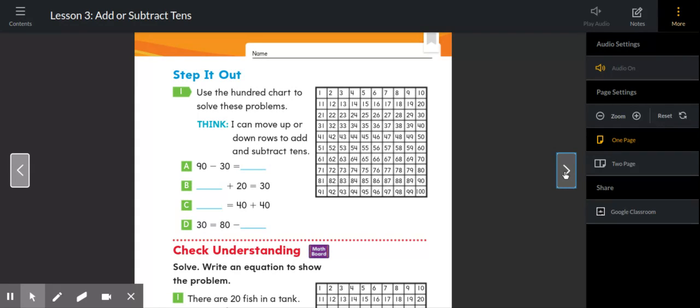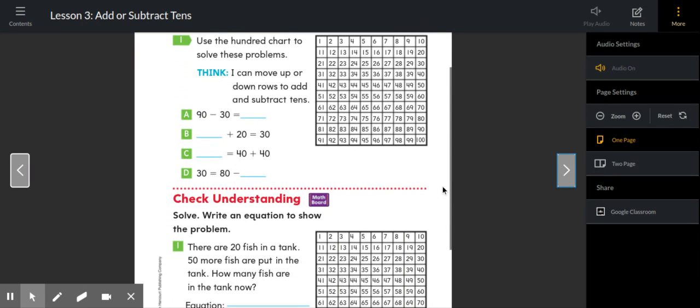Moving on to page 359 for Step It Out. Use the hundreds chart to solve these problems. I can move up or down rows to add and subtract tens. All right, so let's try a few of these. I'm going to use some different colors this time.